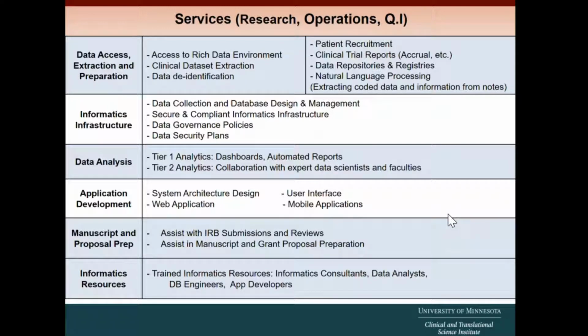Data access to clinical, genomics, and dental data, and we'll have a slide about what data exactly we have. But this is actually number one: access to a rich data environment. We can provide access to you and your team, and we have data governance rules that say who should have access to what, whether it is identified or de-identified data, etc. And so, access to the data environment, then the clinical data extraction.